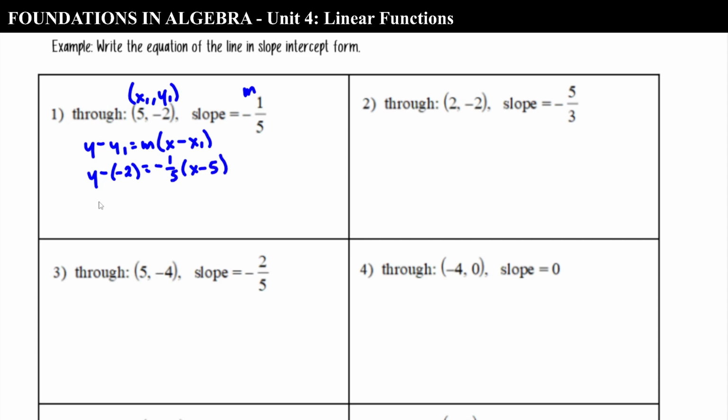So I'm going to do a couple of things at one time. On this side, I'm going to go ahead and do minus our negative, which is y plus 2, and then I'm going to distribute on the other side. I have negative 1/5 x. Negative 1/5 times negative 5 gives me positive 1. And then I'm going to subtract 2 from each side. That's going to give me y equals negative 1/5 x, and 1 minus 2 gives me minus 1.